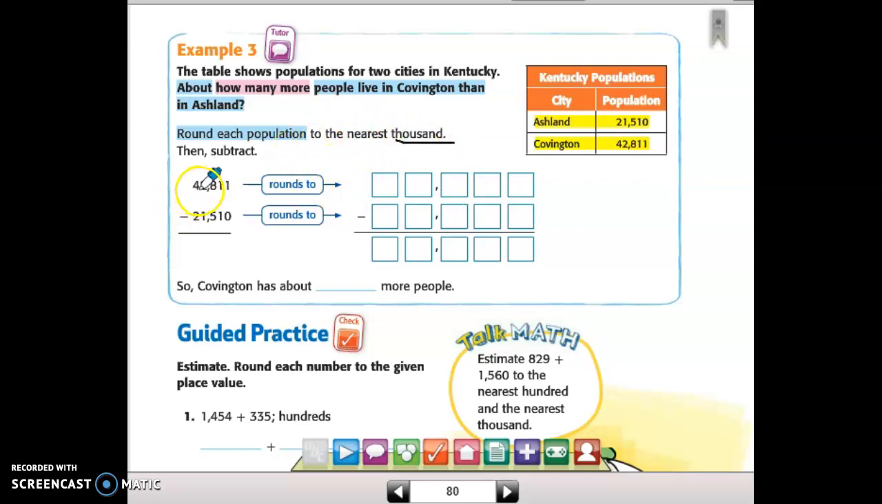So I'm going to underline my thousands place. I'm going to circle that and the one before it. We've got a 5. Everything to the left stays the same. Everything to the right goes to 0. So I've got 2 zeros in each.